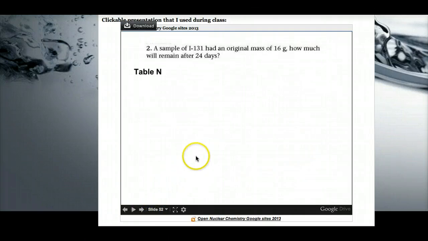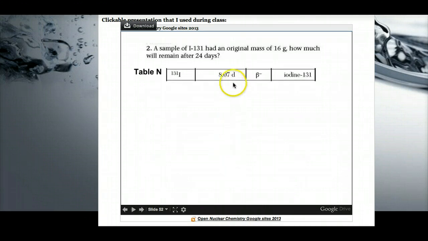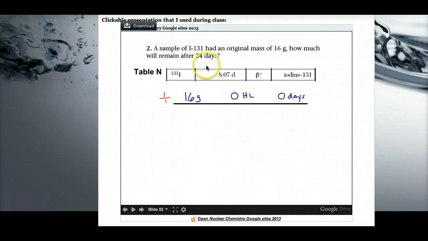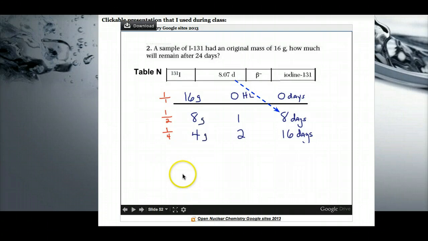Okay, last one I'm going to show you. A sample of iodine-131 has an original mass of 16 grams. How much will remain after 24 days? Okay, go to Table N. Half-life is 8 days. And start my zero timeline. I'm starting with 16. I want to go down after 24 days. Well, I can't just count half-lives. I know that in 24 days there are 3 halvings, aren't there? If each half-life is 8 days, isn't 24 divided by 8 equal 3? Yeah, so 3 halvings occurred. And there we go.